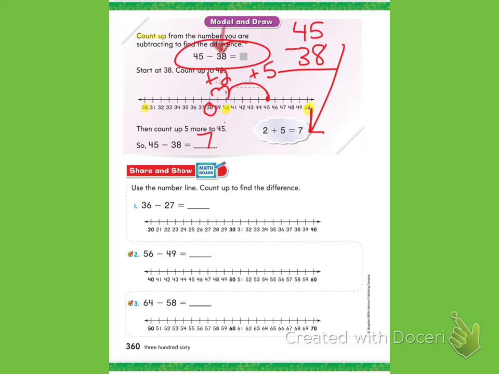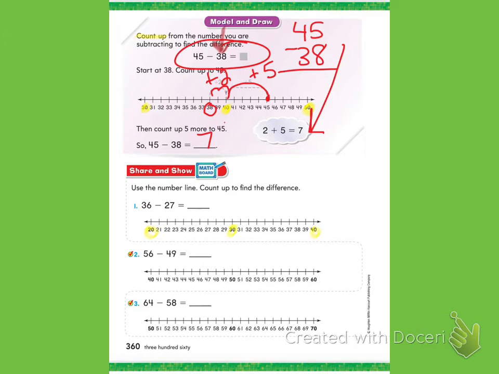So what they're teaching you is that you can use a number line to mentally add up, count up, to figure out how many numbers there are between 45 and 38 to figure the difference. Okay? So let's go down here and we're going to do some practice. The first thing I want you to do is highlight on your number line. We're going to highlight 20, 30, and 40.